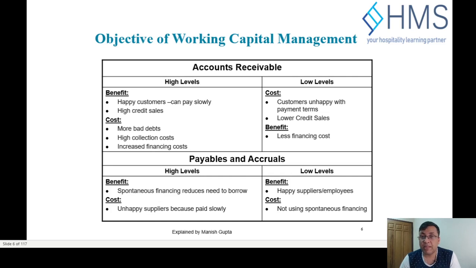Then you have payables and accruals. The payables basically are your suppliers whom you have not paid. A high level of this means your suppliers can be unhappy, or you may be deemed to be misusing or arm-twisting your suppliers, because they get paid slowly. Then if you have a low level of payables, it means you are not using enough financing to support your working capital, or you may not be taking full advantage of or optimizing your ability to minimize your working capital.